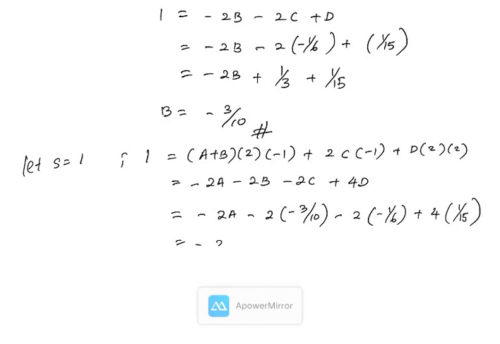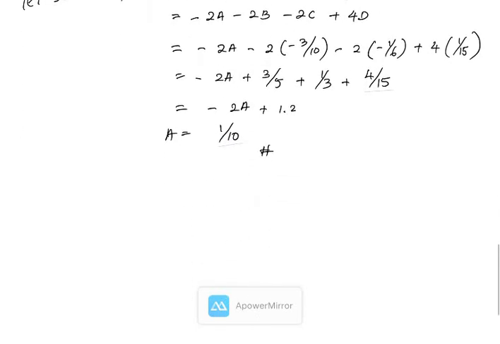So I get negative 2a plus 3 over 5 plus 1 over 3 plus 4 over 15. So I left negative 2a plus 1.2. So a is equal to 1 over 10. Now we have all the values.